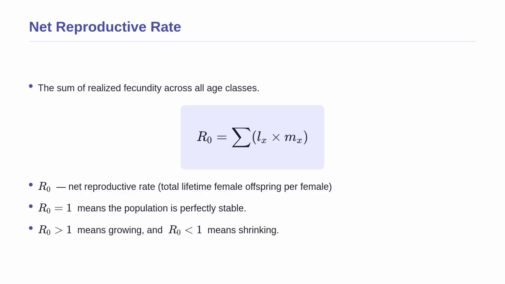If R0 equals 1, the population is perfectly stable. If it is greater than 1, the population is growing, and if it is less than 1, it is shrinking toward extinction.